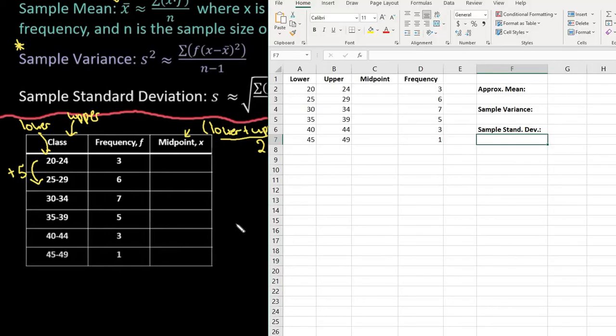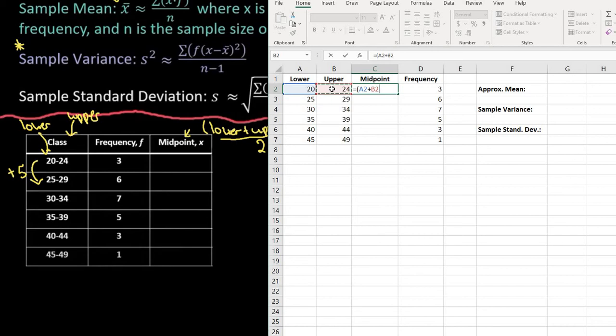All right, so let me go ahead and pull up Excel. And as you can see, I've already typed in the lower limits, the 20, 25, 30, 35, 40, and 45. And then I already typed in the upper limits, 24, 29, 34, 39, 44, and 49. So to find the midpoint, I'm just going to use the formula equals, and I'm going to select the lower limit plus the upper limit. Make sure to put parentheses around that sum, otherwise you're going to get the wrong answer, and you're going to just divide that by 2.